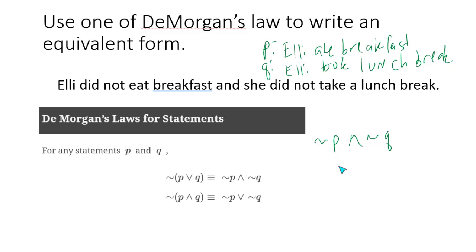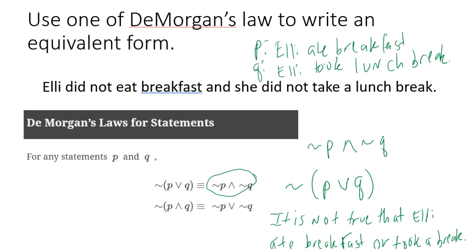So if I translate this, Ellie did not eat breakfast, I can call that negation P. And here's my symbol for and, conjunction. She did not take a lunch break, that's negation Q. So this sentence in symbolic form is this here. If I look at De Morgan's law, I can see that we're working with this first one.